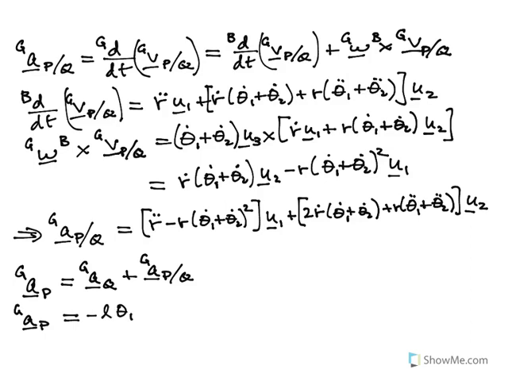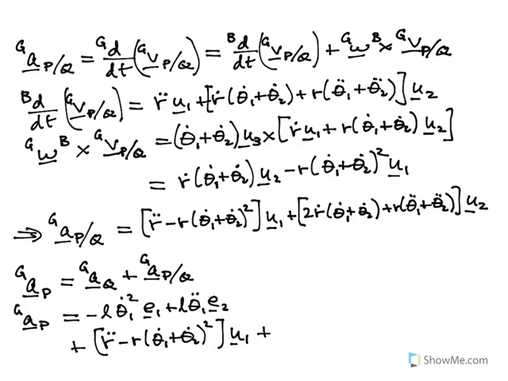It's minus L theta 1 dot squared E1 plus L theta 1 double dot E2, and then we have plus R double dot minus R times theta 1 dot plus theta 2 dot squared times U1 plus 2R dot theta 1 dot plus theta 2 dot plus R times theta 1 double dot plus theta 2 double dot times U2. And you can see that each piece of the vector is differentiated separately, and the final result is expressed in two different coordinate systems.